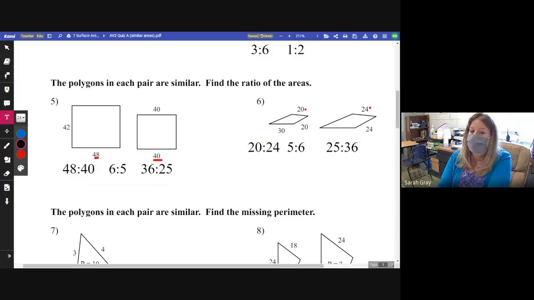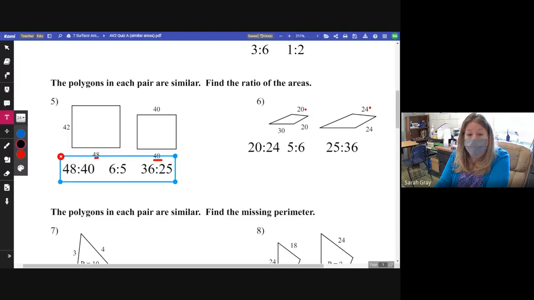Notice that a lot of people got these 2 backwards. The smaller shape goes with the smaller number. It was first. The larger shape goes with the larger number. It was second. Scale factor is the one that's backwards in our head, not ratios. Okay, big to small.